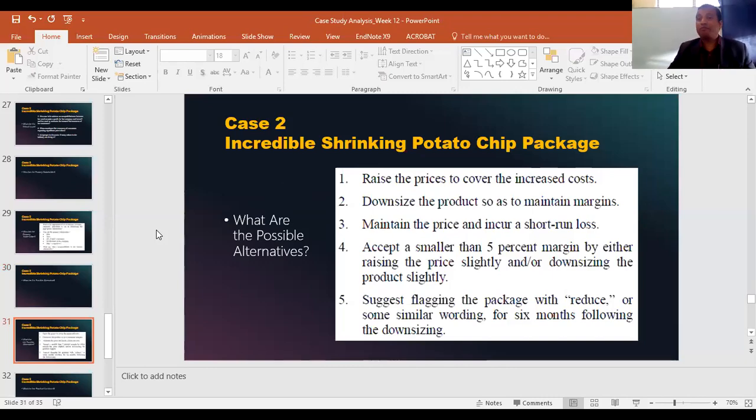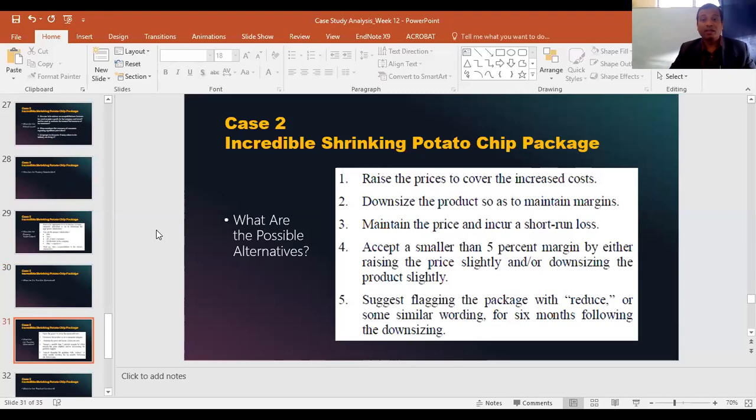You see here we have 5 different alternatives. The first one is raising the prices to cover the increased cost. Enoch has already covered this point. So that is the first alternative for Julia. She is the main protagonist in this case. She has to take a decision regarding whether she wants to go ahead with the price hike or not.